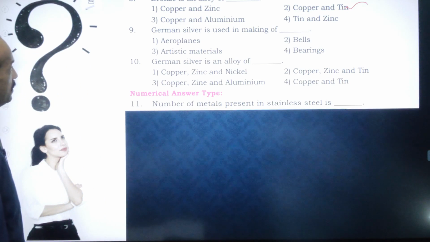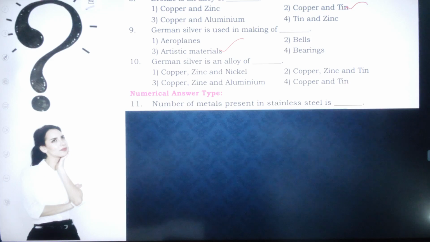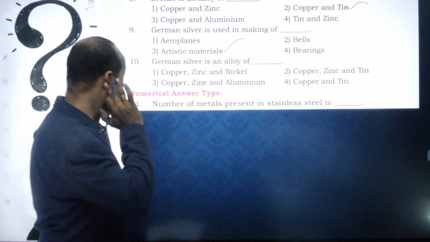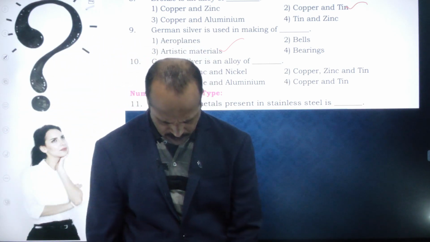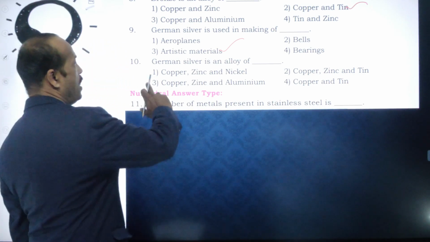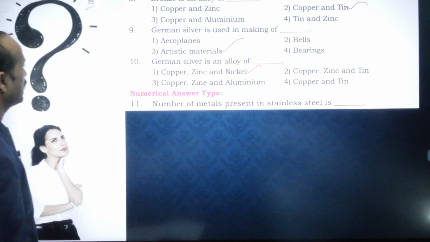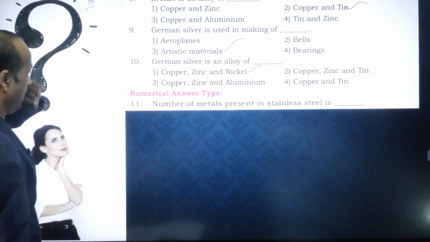German silver is used in making what? Artistic material. Yes, artistic material. We generally use German silver for that. Correct? So, German silver is used in artistic material. Correct? Yeah. Now, German silver is an alloy of what? Copper, zinc and nickel? Yes, copper, zinc and nickel. Okay. So, copper, zinc and nickel is the German silver alloy.